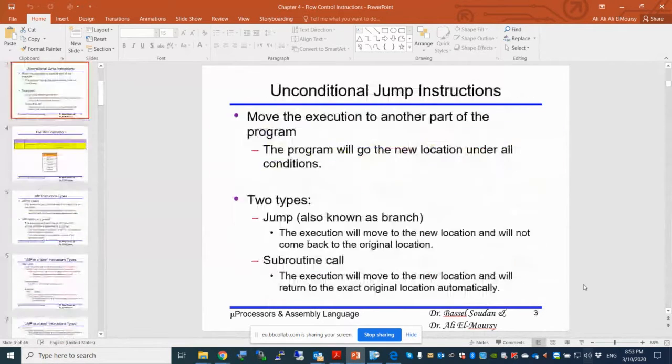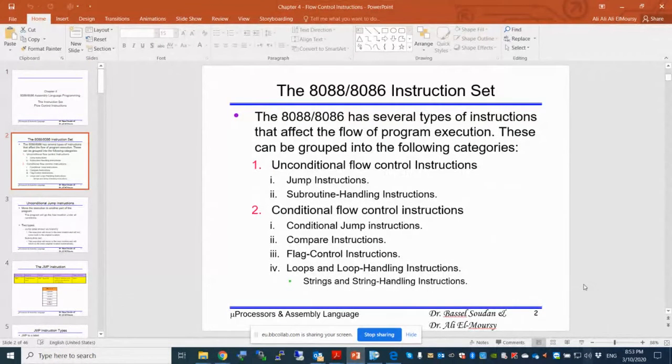If we go back to the agenda of the chapter, we find it talks about two categories of instructions: the unconditional control flow instructions, including the jump and the subroutine handling instructions, and the second category, the conditional jump instructions. Conditional jump instructions are a little bit tough, because they require multiple instructions to cooperate together in order to perform the desired operation.